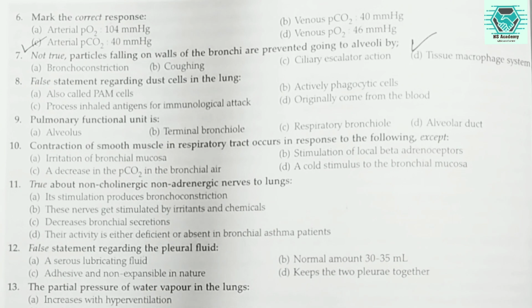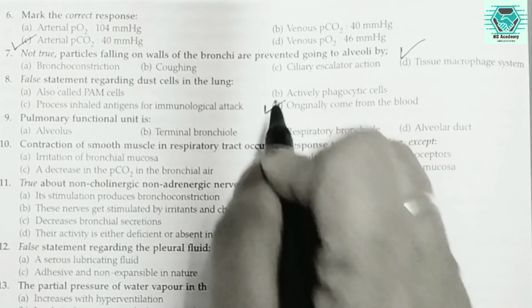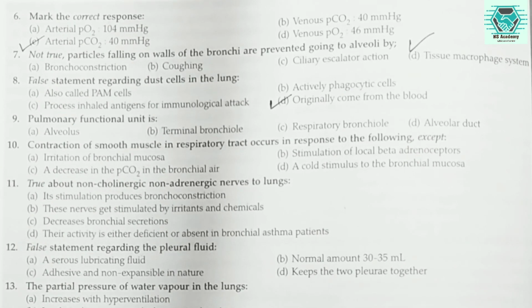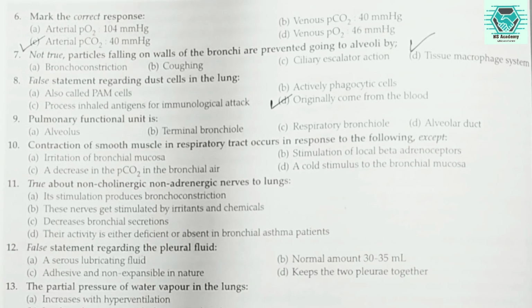Next, number 8: false statement regarding dust cells in the lung. A, also called PAM cells. B, actively phagocytic cells. C, process inhaled antigens for immunological attack. D, originally come from the blood. So which is the false one? The false answer is D, originally come from the blood.